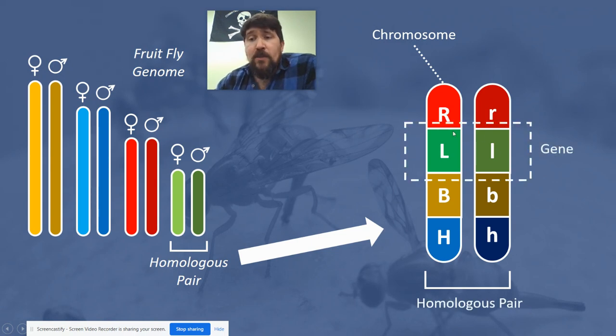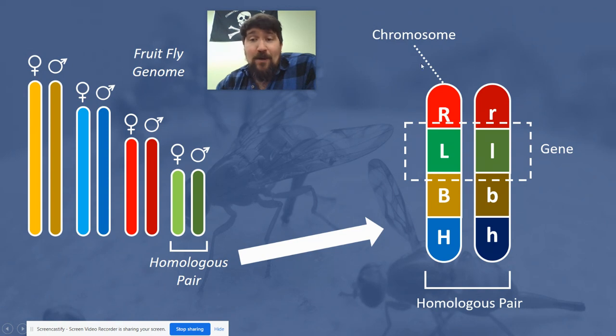All right, so again, when I'm talking about a gene, I'm talking about all of the alleles in that particular location on that specific chromosome. So the L gene is right here. What does L code for? We'll see in just a minute. All right, so here's the L gene, the R gene, the B gene, and the H gene.